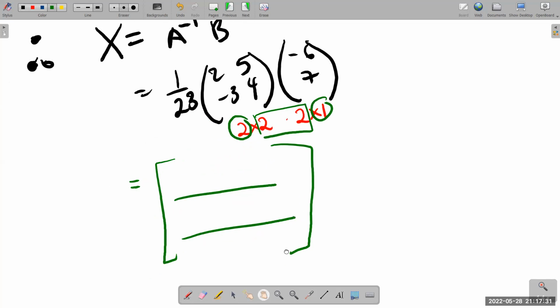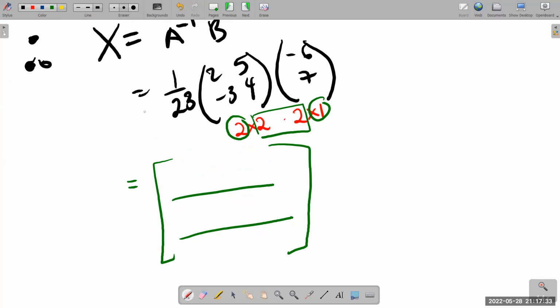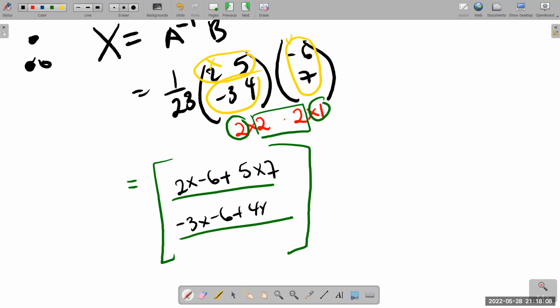Everybody following me? So next, I know the rule is to multiply rows by columns. So I'm going to circle my rows and circle my columns. And you realize how many columns we have? We only got 1 column. So let's go, we're going to go top and then bottom. So you're going to say 2 times negative 6. Let's write down: 2 times negative 6 plus 5 times 7. Then we're going to have negative 3 times negative 6 plus 4 times 7.